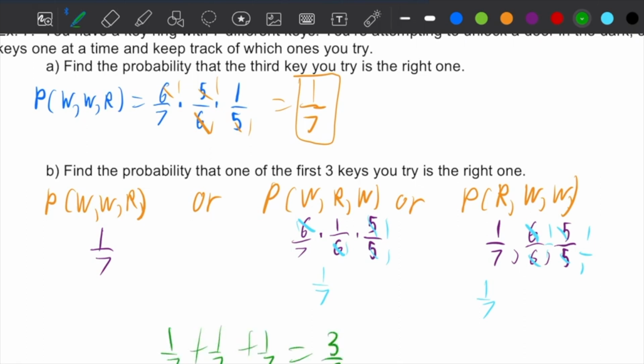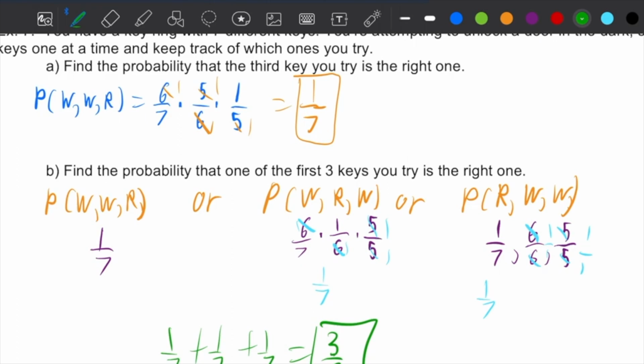3 out of 7. So meaning, if you try 3 keys, or excuse me, that means 3 out of 7 times, you should get the key right by randomly guessing in the dark, 3 out of 7 times. You should get the key right the first 3 attempts, I should say, 3 out of 7 times.